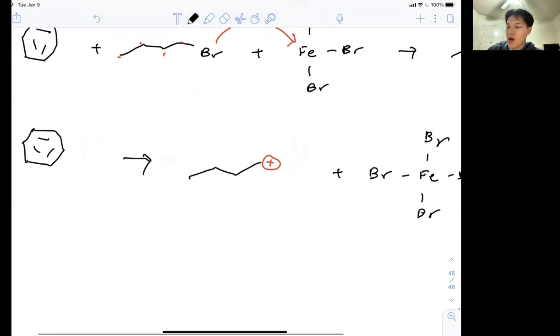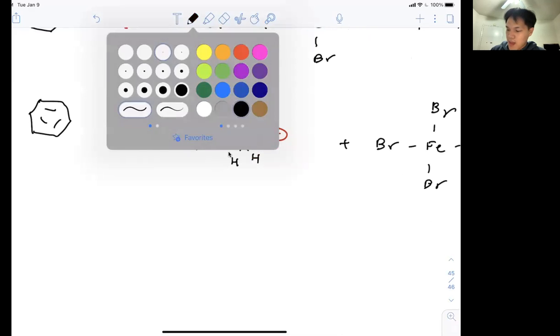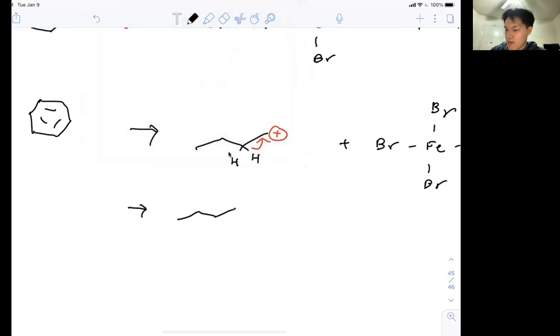But look at what's going on here. We have a positive carbocation, right? But we also have a secondary carbocation right here, which is more stable. So what it can do is it can hydride shift. It can take one of the hydrogens and shift over here, making it a secondary carbocation instead of a primary carbocation, right? And you've seen this before.